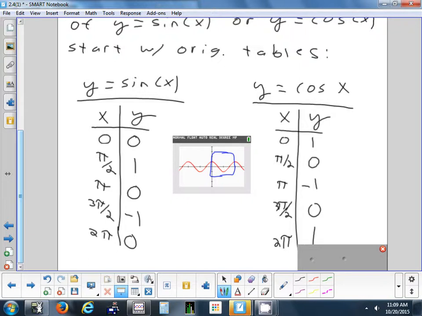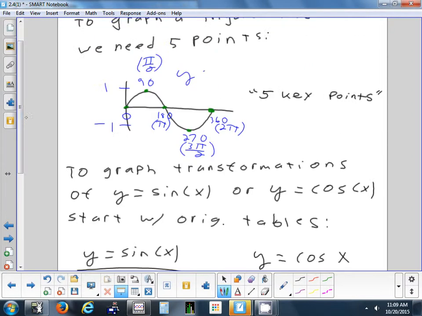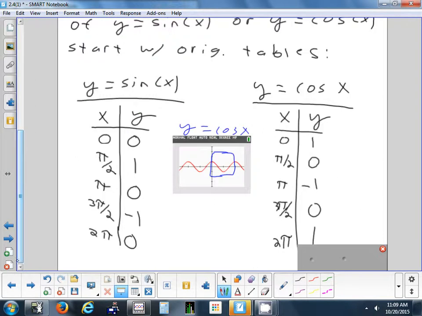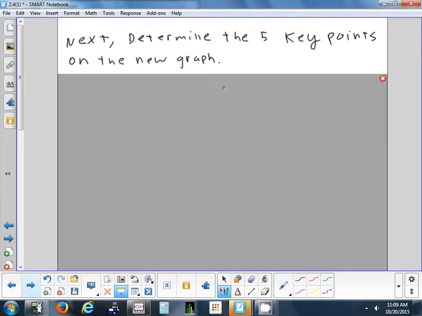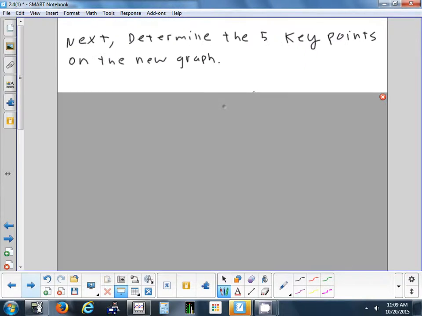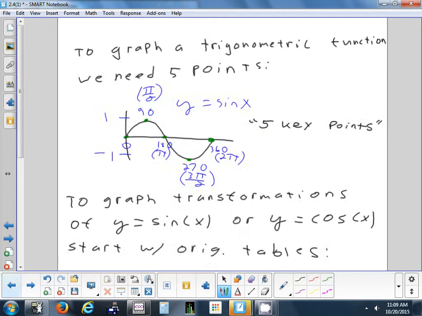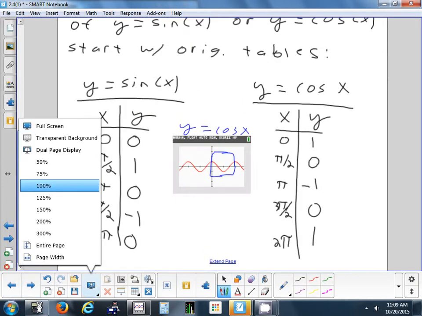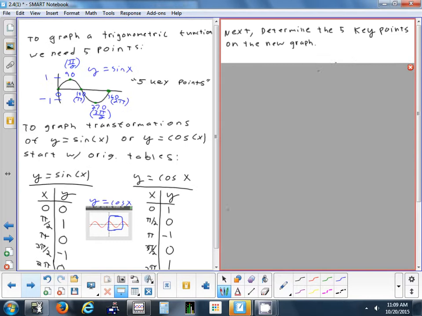Any questions on those two tables? So this was for cosine. And this graph was sine. And that's what the original graphs always look like. They never change. Okay? Unless you start sticking numbers in, then you can change it.